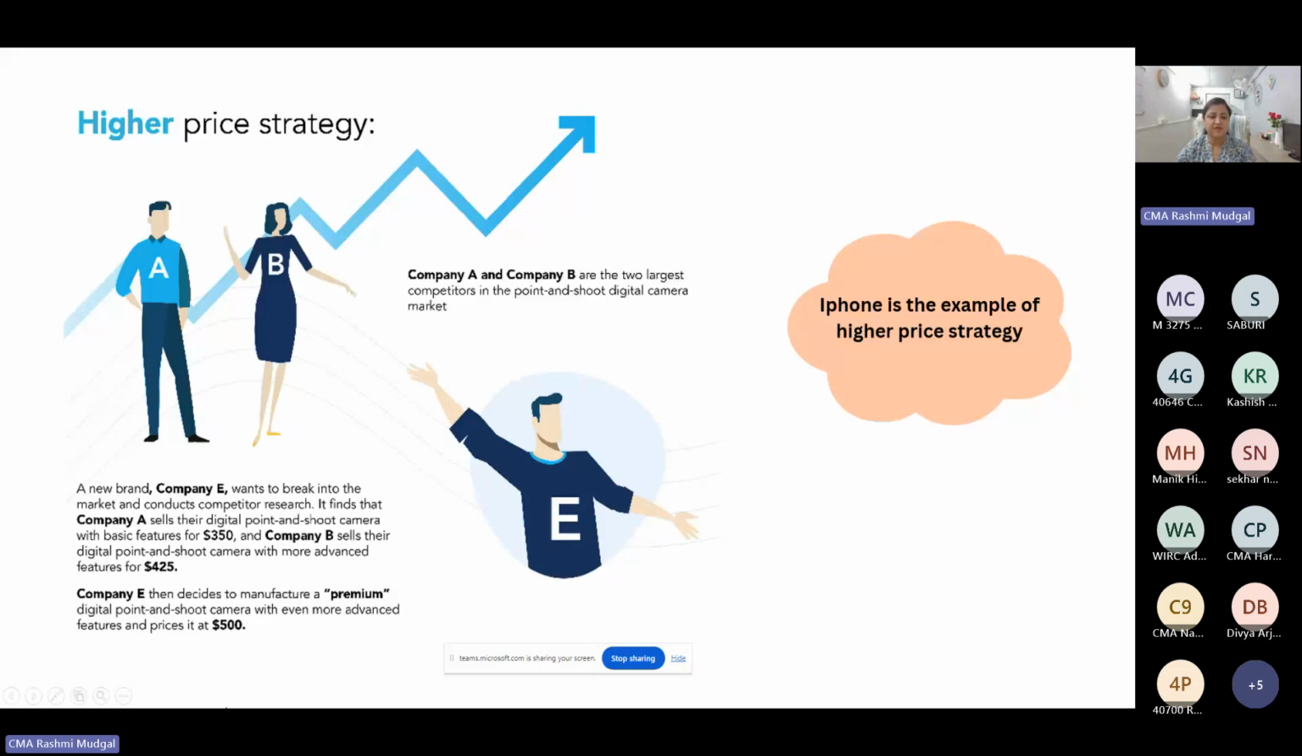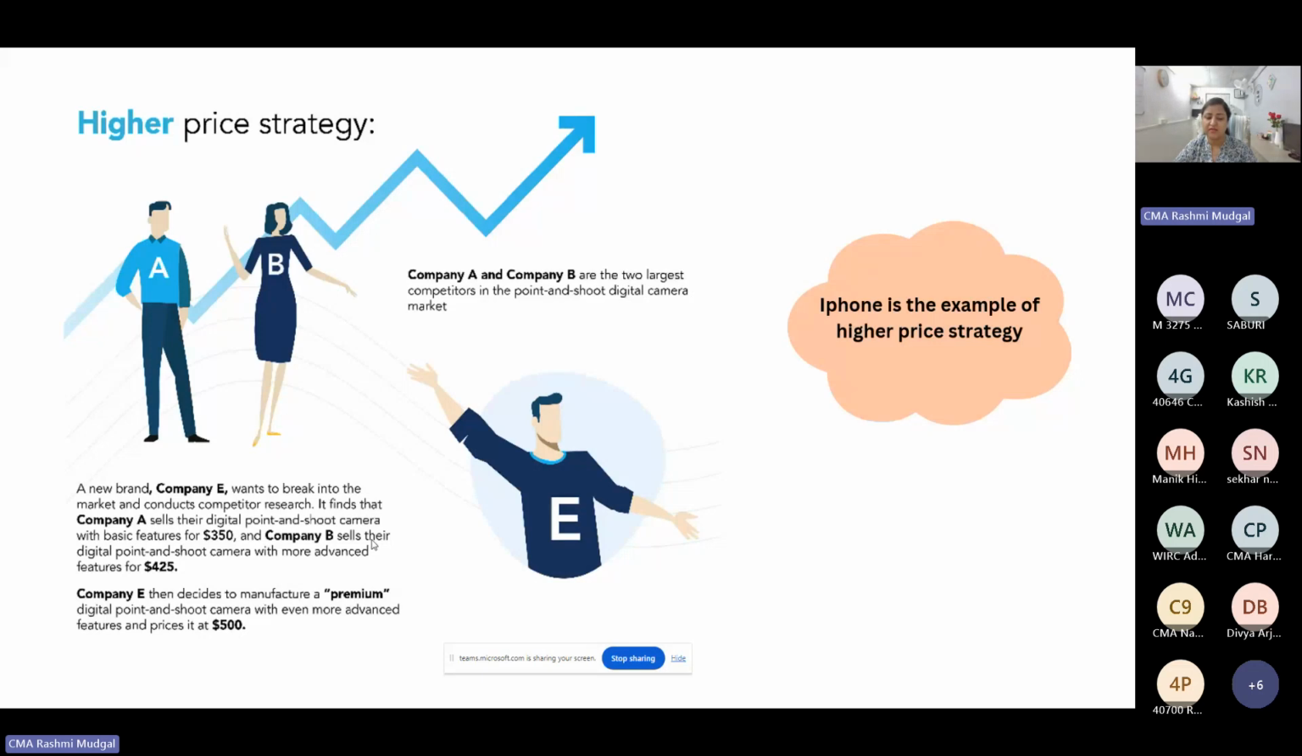In this example, a new brand, company E, wants to break into the market and conducts competitor research. It finds company A sells a digital point and shoot camera with basic features for $350, and company B sells their digital point and shoot cameras with more advanced features at $425. Company E then decides to manufacture a premium digital point and shoot camera with even more advanced features and prices it at $500. So here company E is selling the product at a higher price even than its competitors.